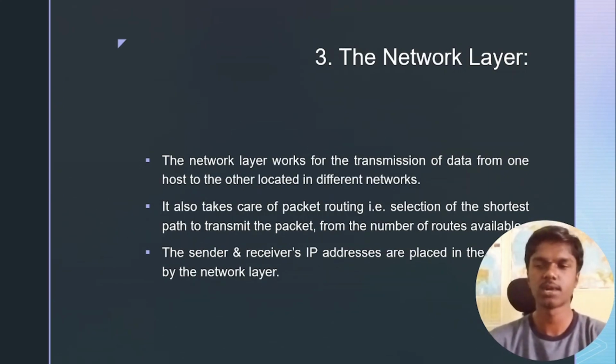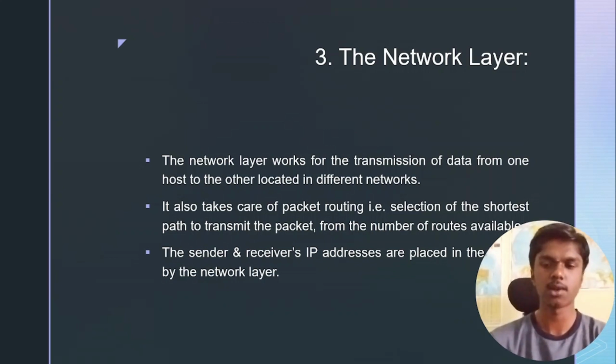Then we have the network layer. The network layer works for the transmission of data from one host to the other, located in different networks. What the network layer is responsible for is the transmission of data for systems which are separated, that is, located in different networks. It also takes care of packet routing, that is, selection of the shortest path to transmit the packet from the number of routes available.